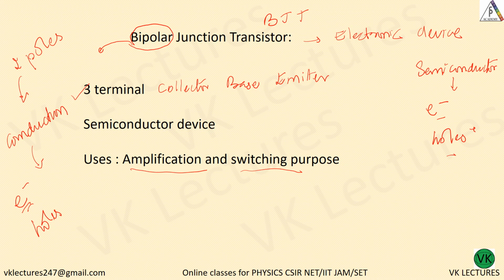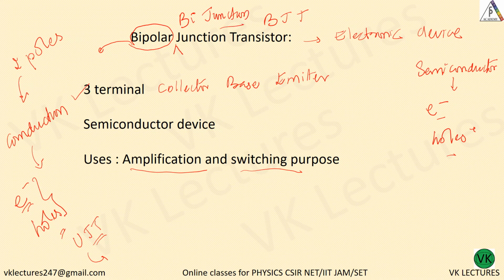Now you may hear about UJT, unipolar junction transistor. That is, only one, either electrons or holes will come. Here both electrons and holes are there. So this is bipolar. Now this is bipolar bijunction. Two junctions are there. Bijunction transistor. Two junctions. Bipolar bijunction transistor, or simply bipolar junction transistor.